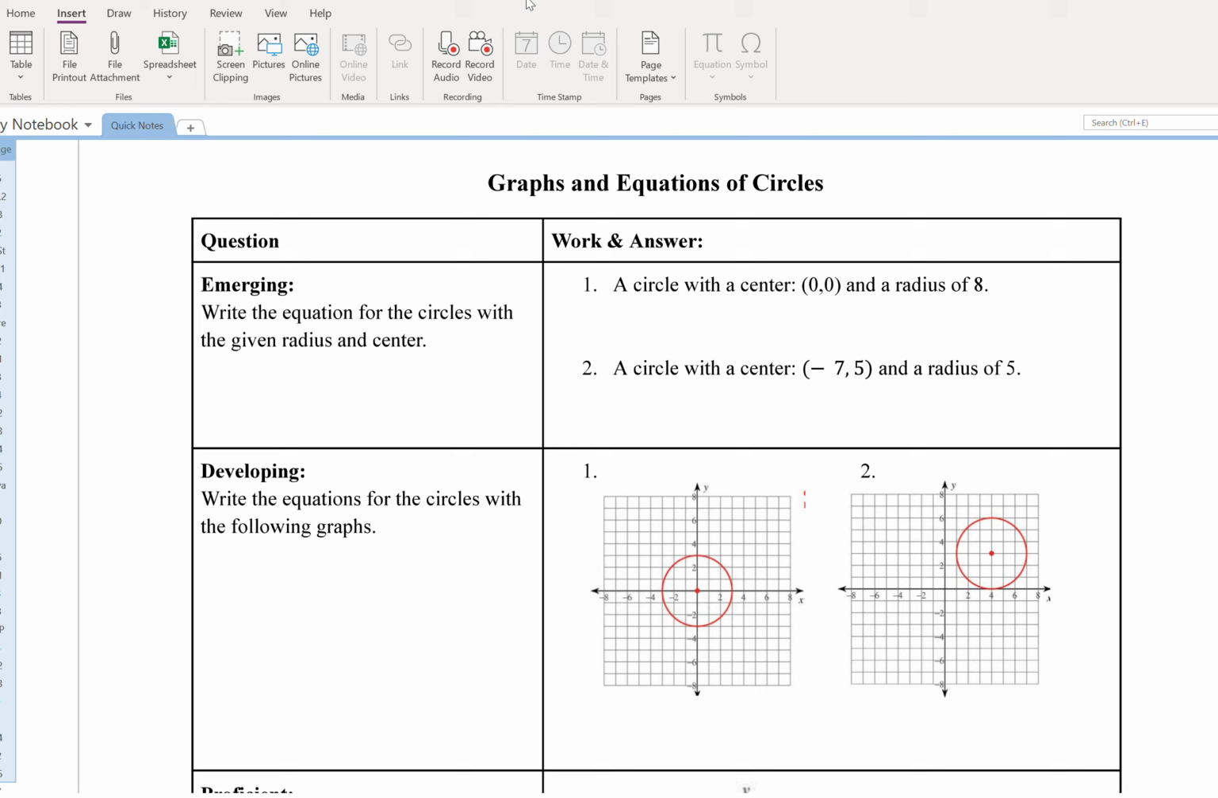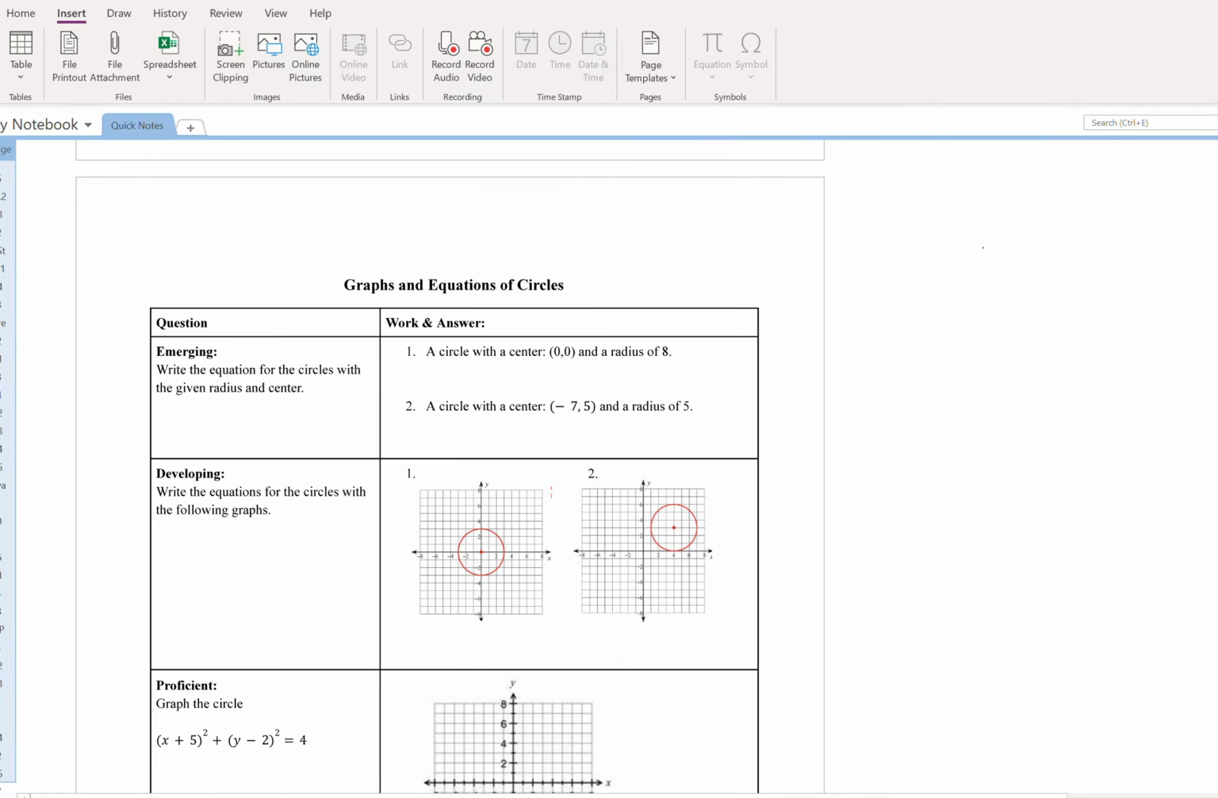Equations. I'll briefly explain that the basic idea of the equations of circles comes from the Pythagorean theorem. If I take the center of a circle and any point on that circle, I can draw the radius, and then draw a horizontal distance and a vertical distance. This would be a difference in x, and this would be a difference in y, and this would be the radius.